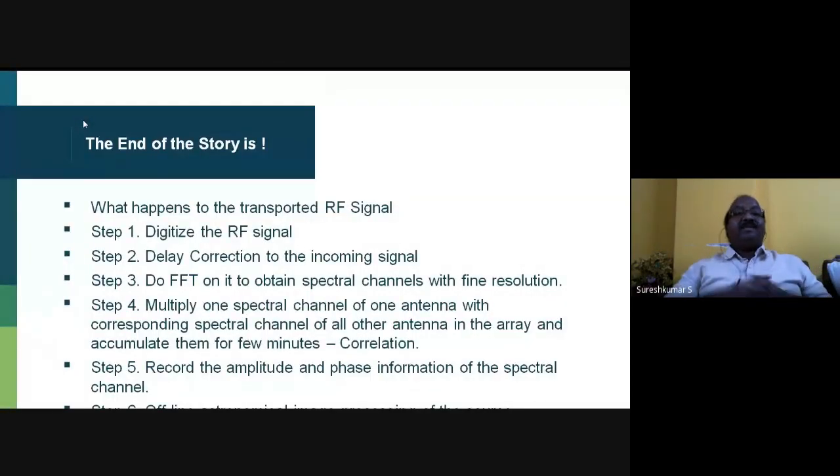The end of the story is: what happens to this signal? We have brought it with a lot of difficulty all the way. In simple words, you get the signal from the fiber optics output, and you digitize it first. An antenna signal comes in a particular channel, you digitize it first. And then you do a delay correction, because antennas are distributed at different locations, so these signals come with different time delays. So you take the far away antenna and equalize its delay by adding delays to the nearby antennas, and get the signal in time from all antennas. So there is a delay correction happening to the incoming signal.